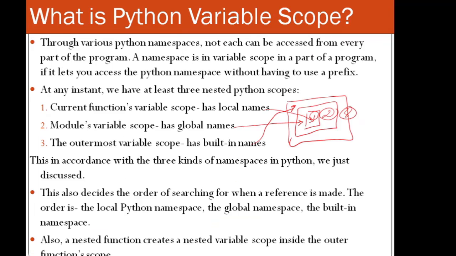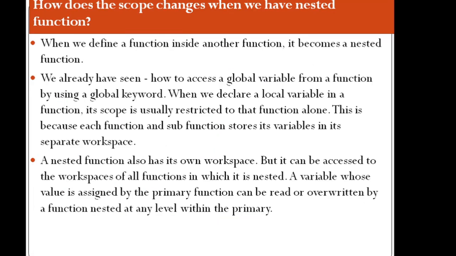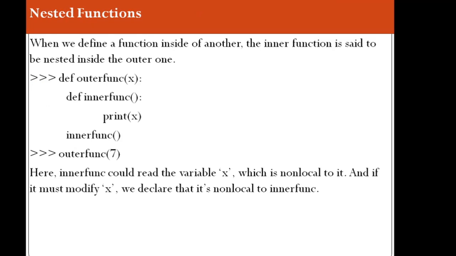Right. So what do you mean by that? Coming back to the nested function. Here you can see this variable 2 is basically a global variable for this inner function. But this variable 3 is not accessible to this outer function. Fine. So inner functions can access all the variables of its outer functions, but outer functions cannot access all the variables of their nested functions.